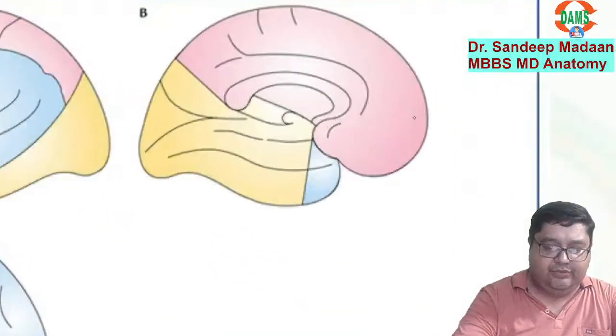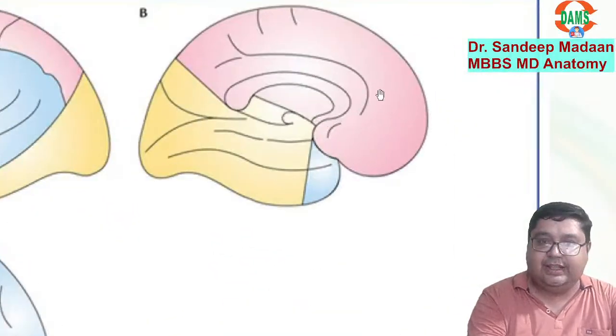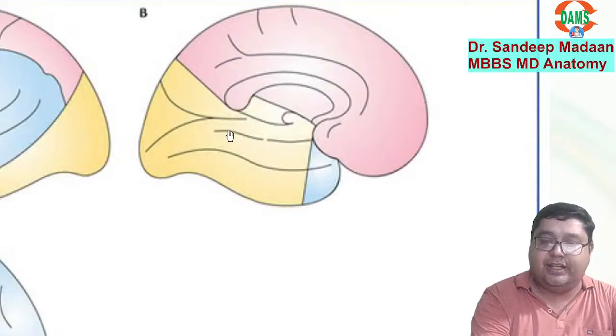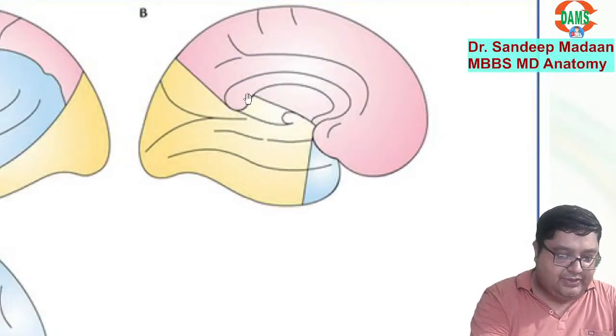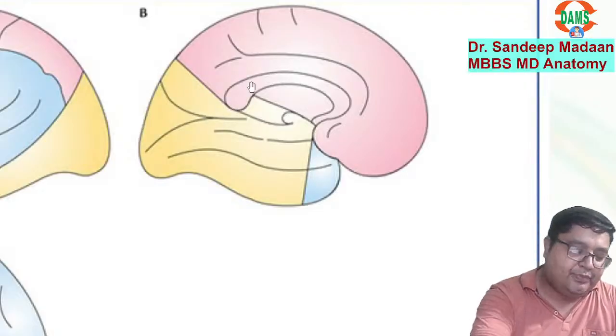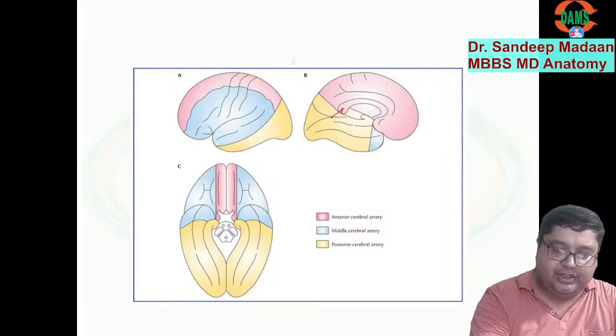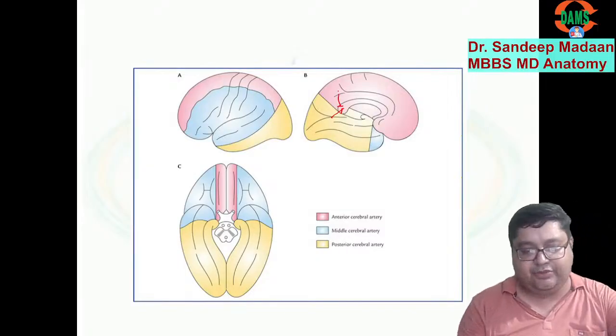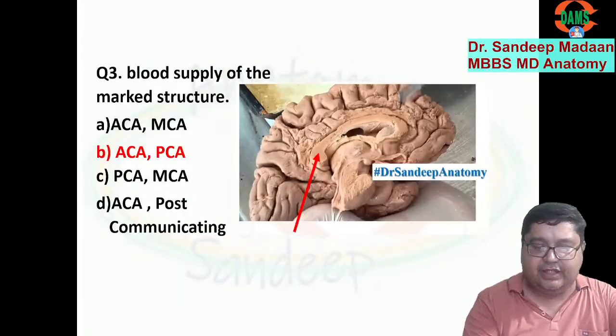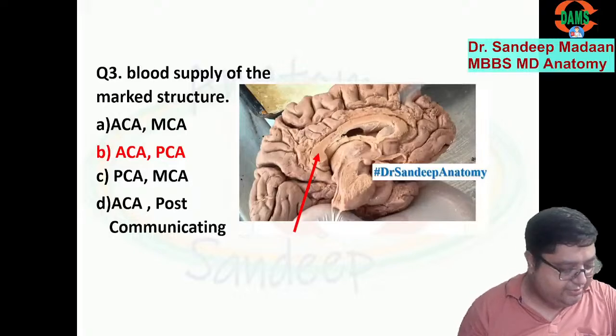Look at it this way. We have this area which is the ACA territory. This area is the PCA territory. Particularly the splenium is here, which is at the junction between the ACA and the PCA territory. So it will be getting the supply from both the arteries. From here, it will be getting supply from ACA and PCA. I hope that makes sense now. Yes, B will be the correct answer, beta.